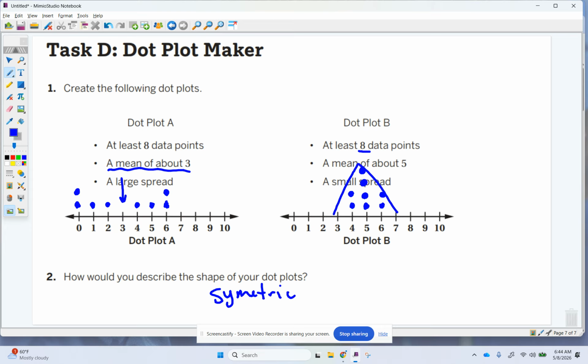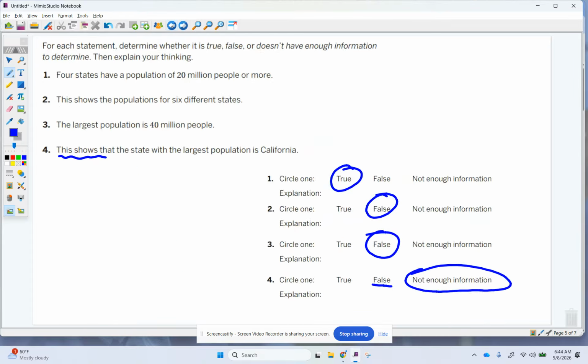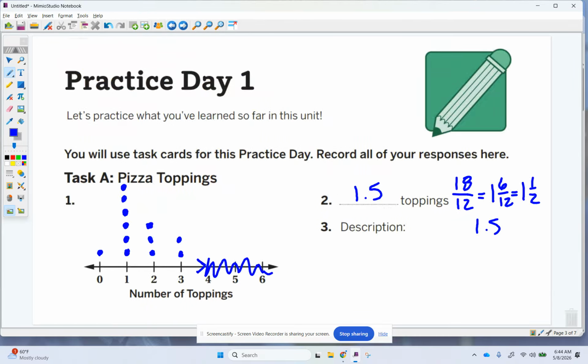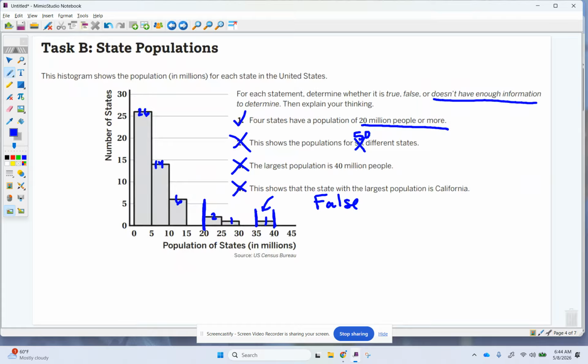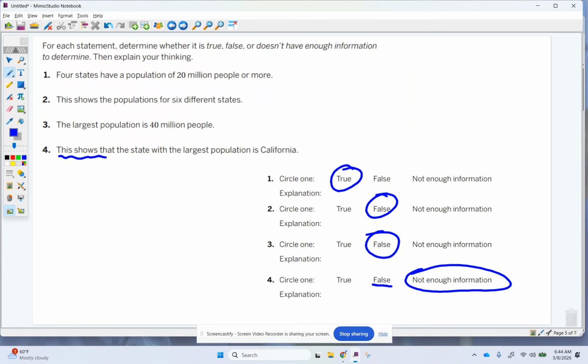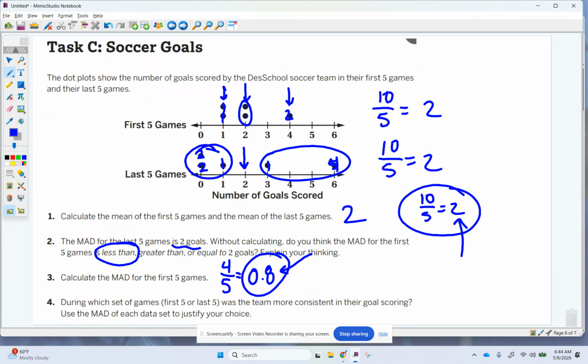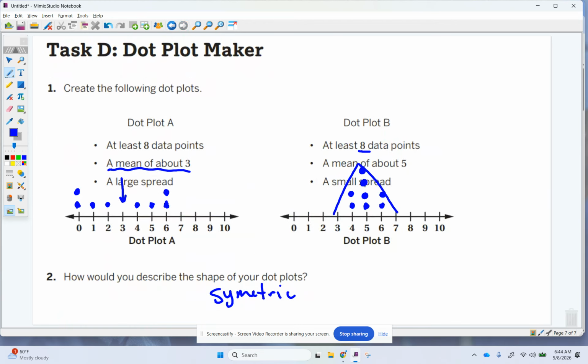That's it. The quiz tomorrow, or the quiz the next class day, will be pretty much just like this. You're going to be asked to make dot plots. You're going to be asked what the dot plot means. You're going to be asked to look at a histogram and determine what's there. And then you're going to be asked to actually find the MAD and the mean of stuff, and then make a dot plot just like these.